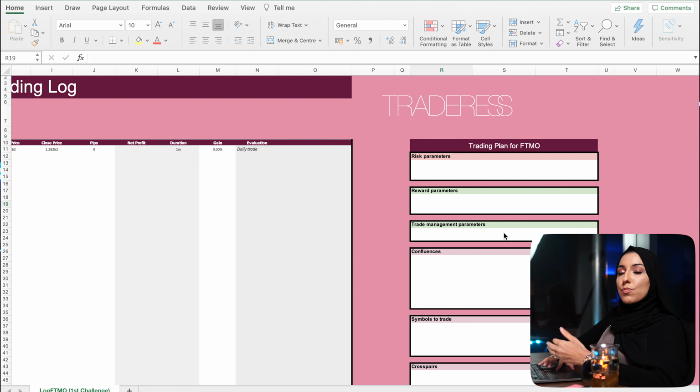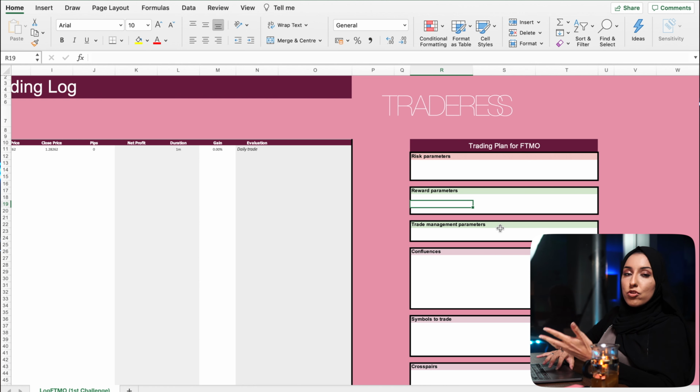So trade management parameters. So what you want to focus on here is, are you going to set your stop loss and take profit straight away? Are you going to manage it throughout? Are you going to have a trailing stop loss? Are you going to move your stop loss to break even? Think about this before you start the week and how you really want to manage that trade.